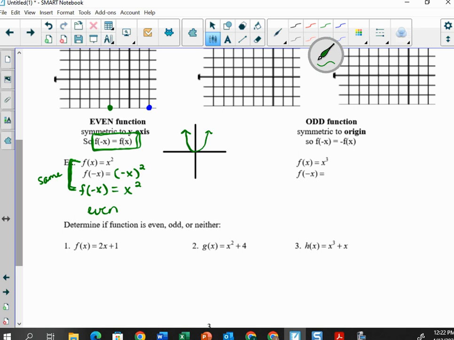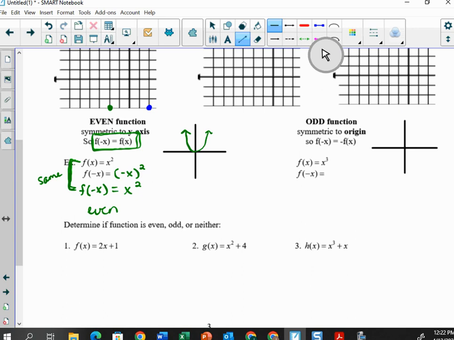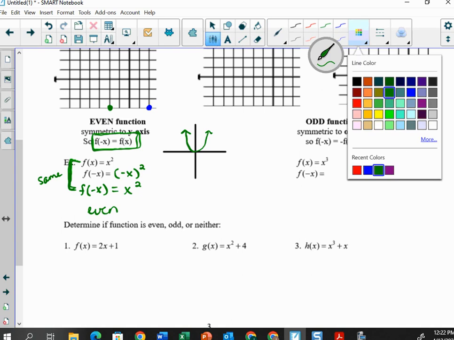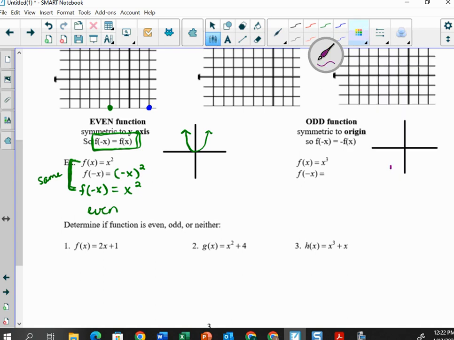Okay, odd function. That's like the cubic function we drew. Maybe you already drew it in this little spot. Symmetry to the origin, right? Ooh, that one really doesn't look so good, but you get the idea.